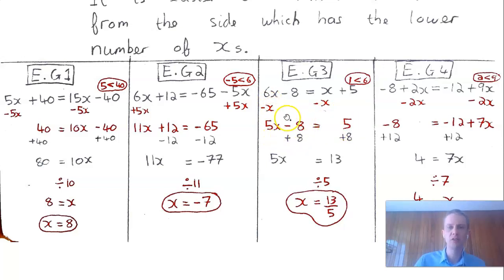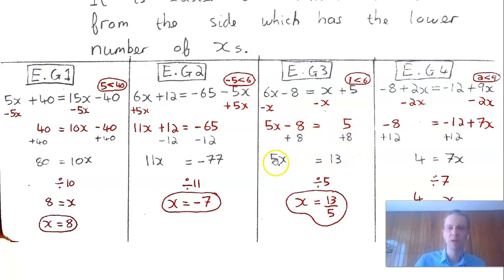Looking on this side, this is where our x is now. I'm going to get rid of this minus 8. The opposite of minus 8 is plus 8. Minus 8 plus 8 is nothing. We have to do the same to both sides. 5 plus 8 is 13.